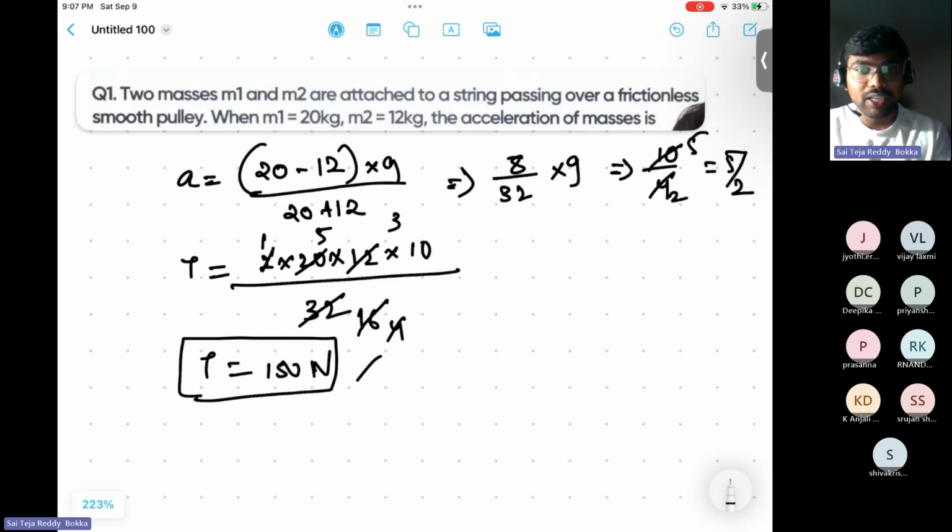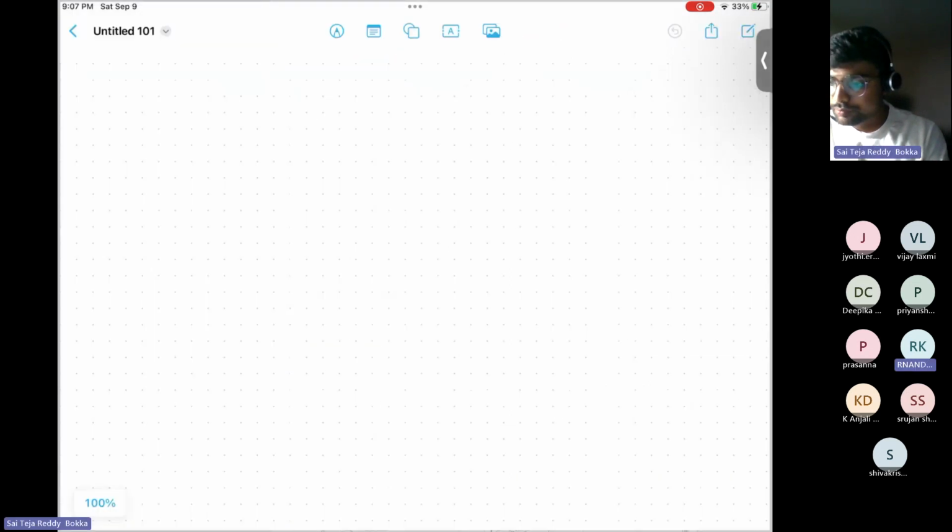If you're done, I will go with the next one. You should not waste your time. Everyone is clear with this? Yes, sir. Two masses M1 and M2 are attached to a string passing over a frictionless smooth pulley. When M1 is equal to 20 kgs, M2 is equal to 12 kgs, the acceleration of the mass is. Go with the next one.